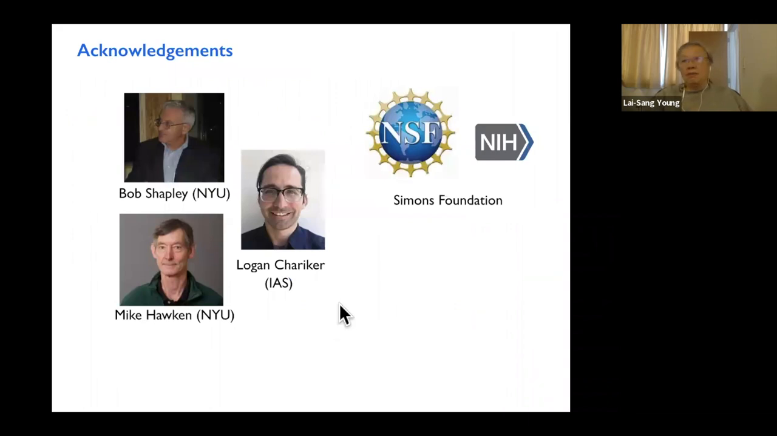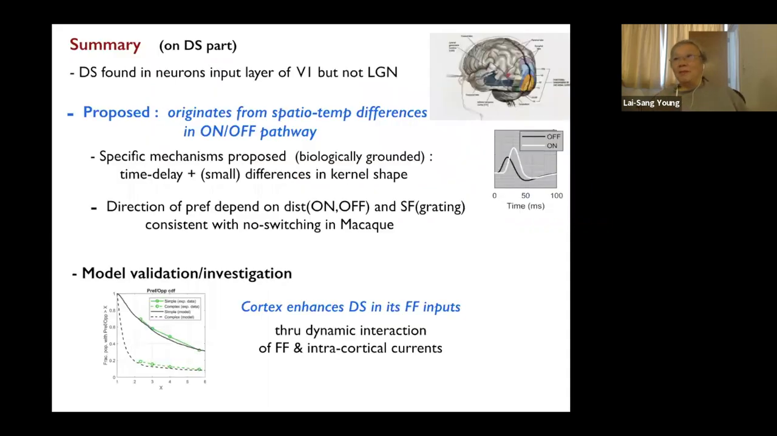And I should really have put this page right at the beginning in math talks. You always talk about your co-authors at the beginning, but in neuroscience talks, this is always the last page. So these are the two neuroscientists from NYU, primarily experimentalists. They provided us with the data and a lot of guidance on how to assess the literature and so on. And Logan Chariker is a member of IES in systems biology. And when you see a team of people working together, it's always the youngest one that gets to do all the work, right? And these are the funding agencies. So thank you.